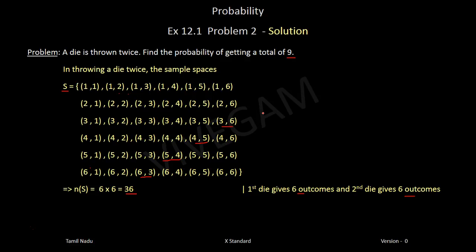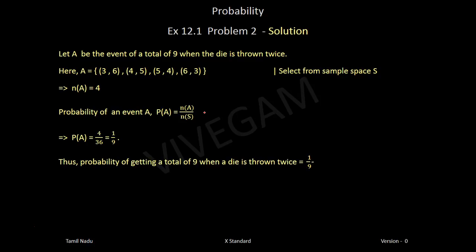Okay. Now anyway, let's go to the second page. So let A be the event of a total of 9 when the die is thrown twice. I'm sorry, I should write the event of getting a total. Just please write here: A be the event of getting a total of 9 when the die is thrown twice. So this is the list which I showed to you.